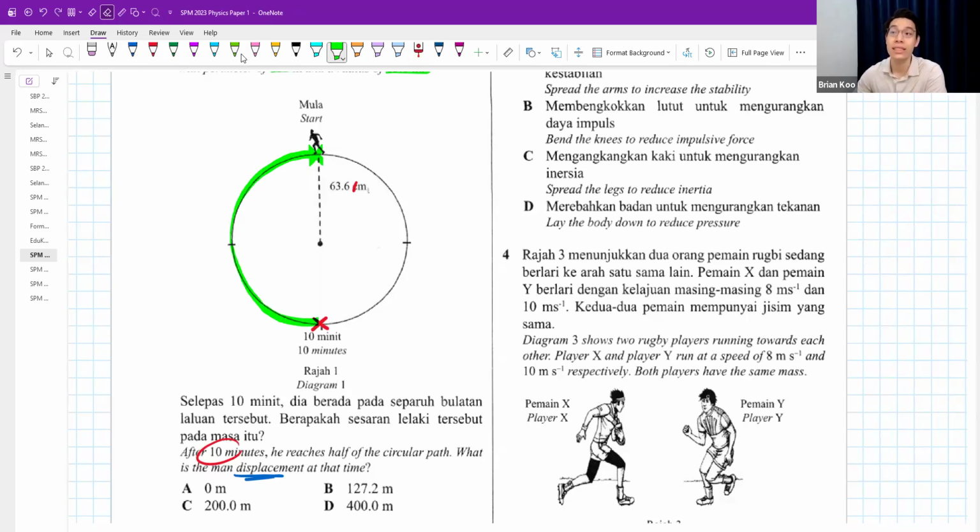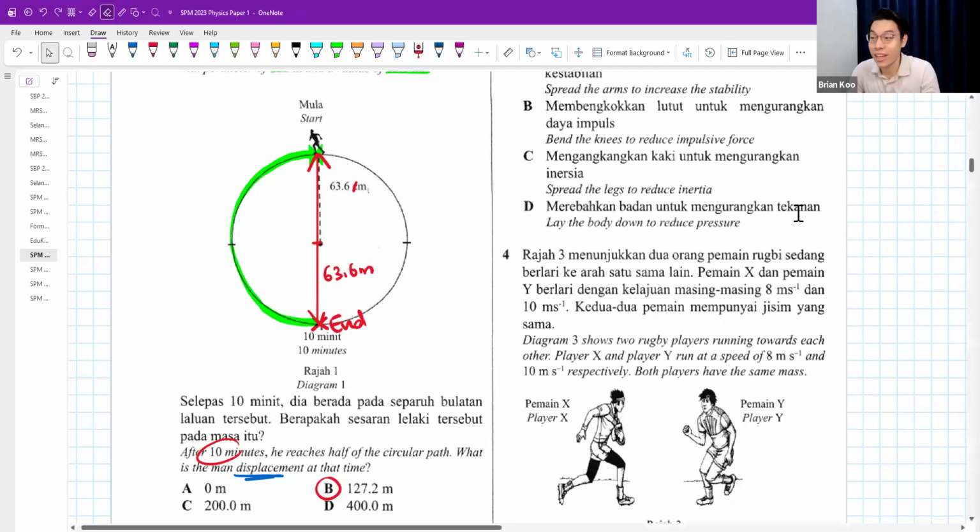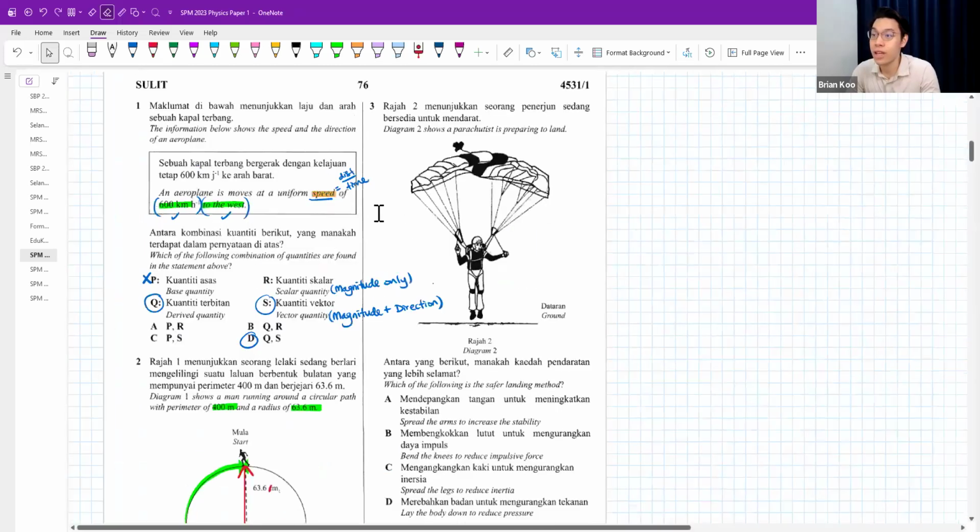This is called distance. Okay, if I want displacement, it will just be from here all the way to here. The shortest distance from the starting to the end point. This is your end point, which means I want the diameter. I want 63.6 meter times 2, and that sounds like 127.2. 63.6 times 2. Yeah, 127.2. Okay. Question 3.